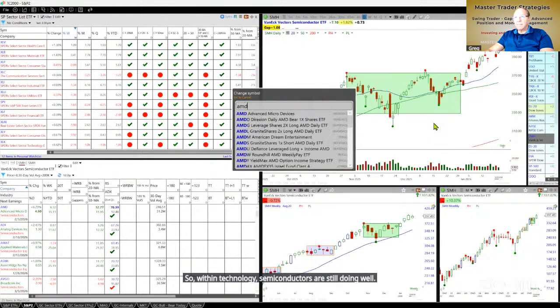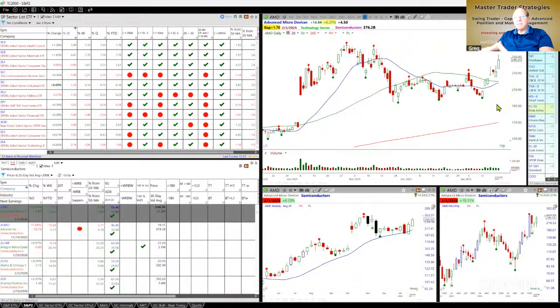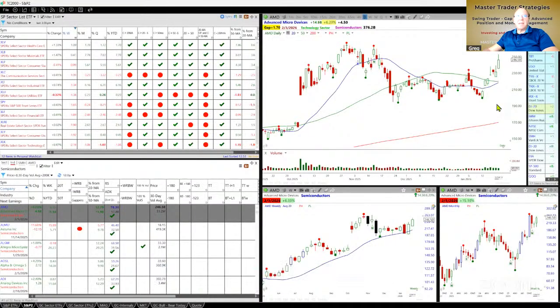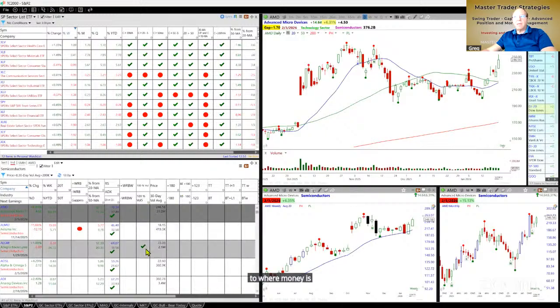And look at this, it broke out this week out of a bottom. Can you see how we're repeating the same things? And this is what we're going to do. When we come back in 2 weeks, we're going to see what's happening in the broader markets now, and we're going to look for opportunities for what to buy and what to sell in the same top-down approach, to where money is flowing into and where money is flowing out of.